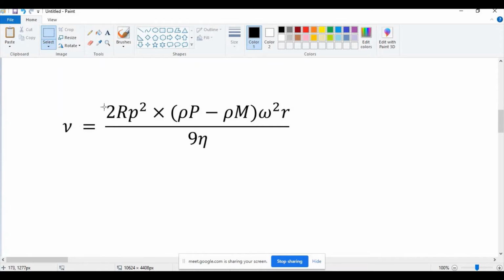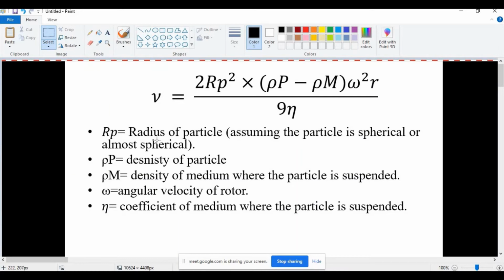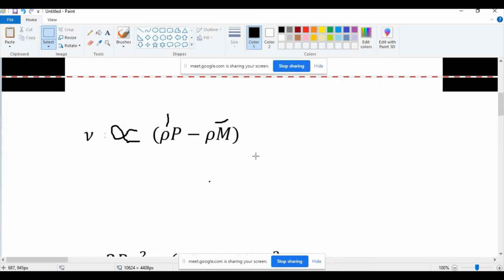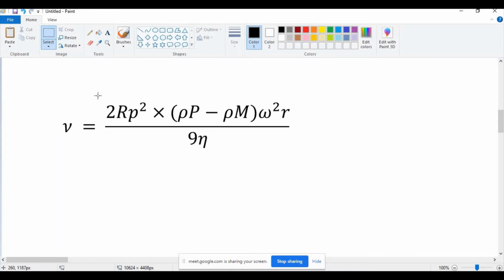So this, if you see, this RP is the radius of the particle. What it means is that those particles which are bigger will precipitate faster than those which are smaller in size. If you have a mixture of particles in your suspension, then when you start centrifugation, those particles which are bigger, meaning they have a bigger radius, will settle down to the bottom of the tube faster than those which are smaller in size. This is what we understand by this.